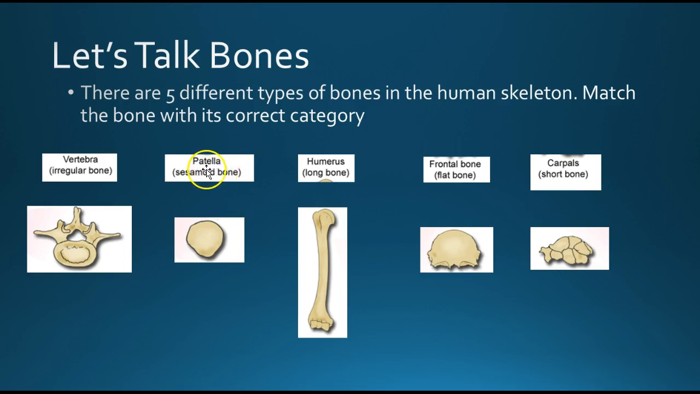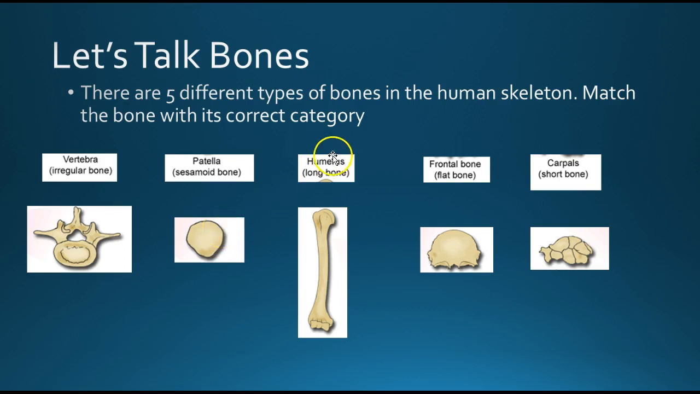Something like the patella, so the knee bone, is called a sesamoid bone. It's quite a small one. That's the patella that we have played with a little bit in class. You can feel your knee and move that little bone around a bit when your leg is extended and relaxed.